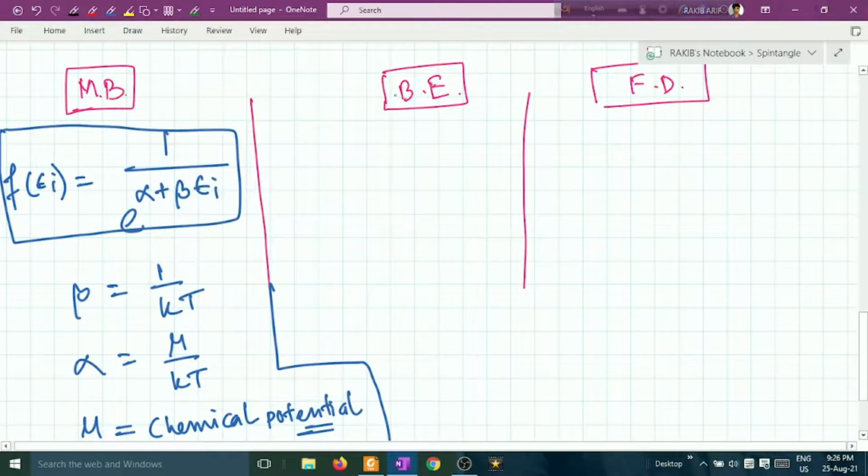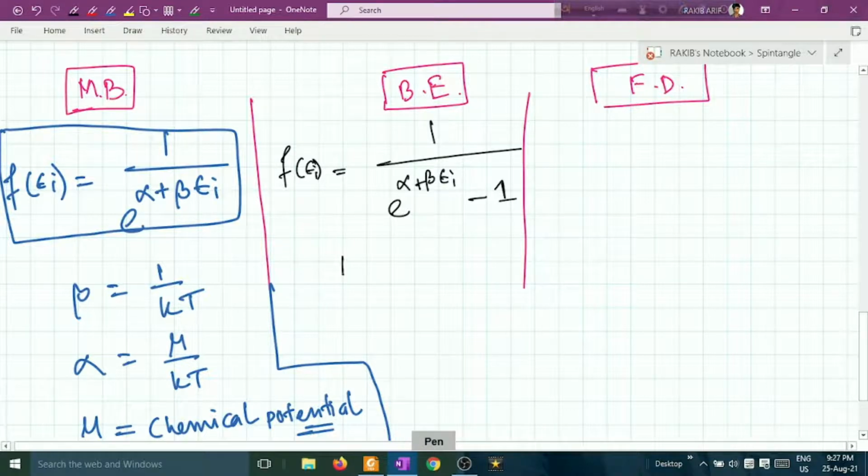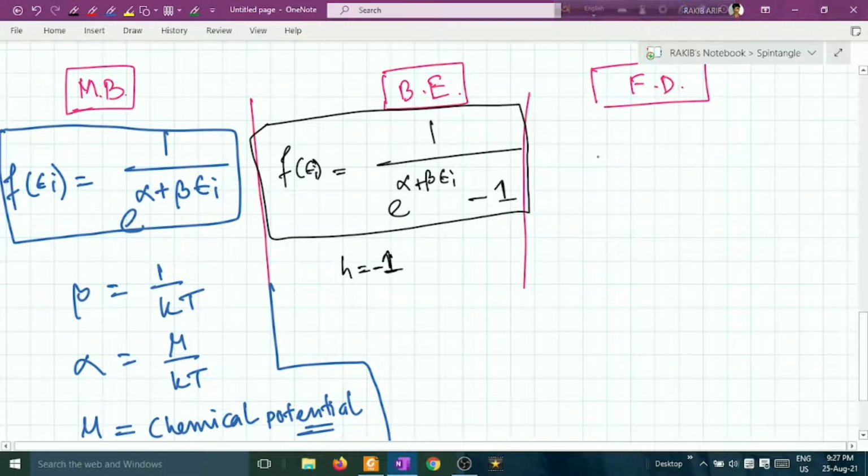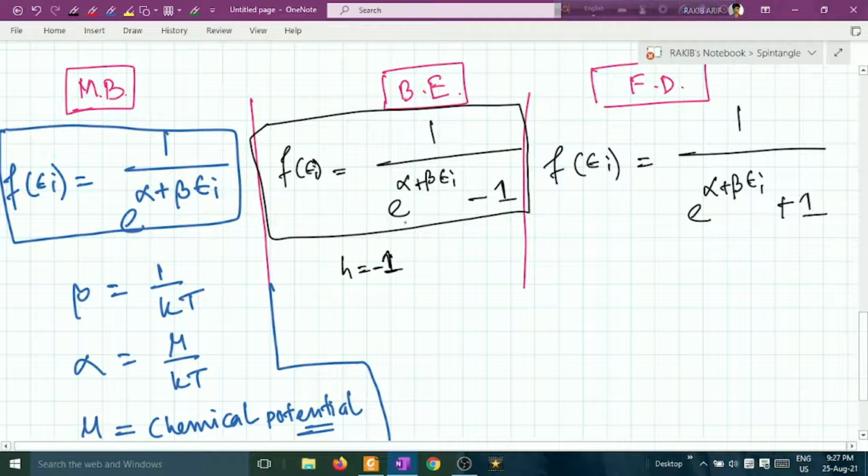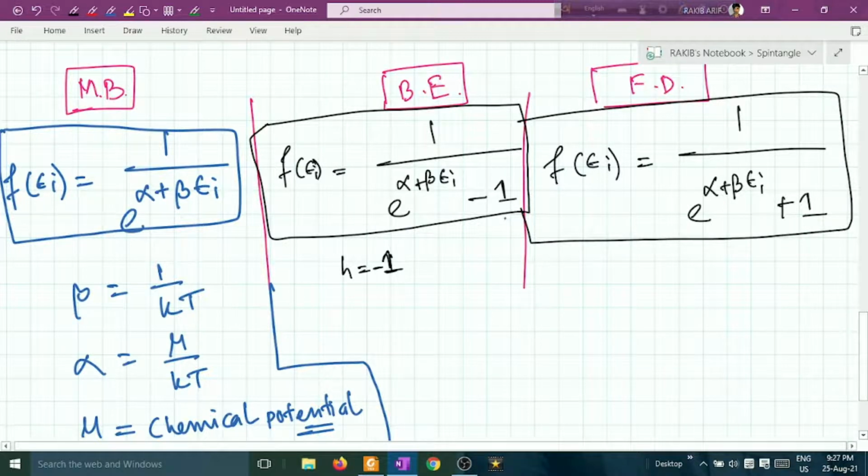Now I'm moving on to Bose-Einstein statistics. The distribution function is f(Ei) equals 1 upon e to the power alpha plus beta Ei, with a minus sign, where h equals minus 1. This is the distribution function you have to remember for Bose-Einstein statistics. In the case of Fermi-Dirac statistics, f(Ei) equals 1 upon e to the power alpha plus beta Ei, and here there will be a plus term. So you have to remember these three formulas for your further discussions.